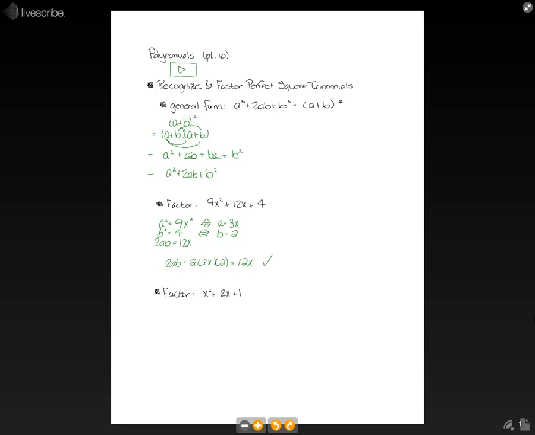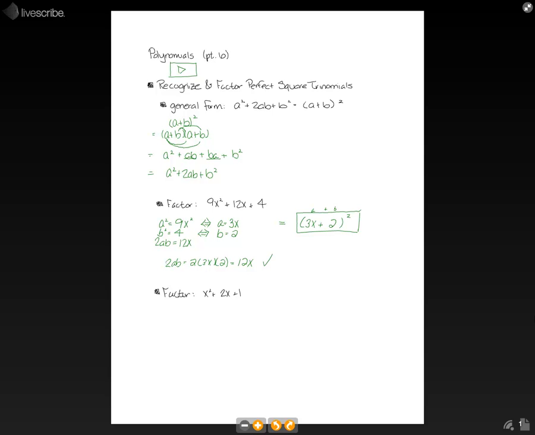Since this is a perfect square trinomial, we can then use the relationship that we know, that a squared plus 2ab plus b squared is a plus b quantity squared, to tell us that this factors into a, which is 3x, plus b, which is 2, quantity squared, as a final answer. And we can always work backwards and check it, and we will see that it does in fact equal 9x squared plus 12x plus 4.